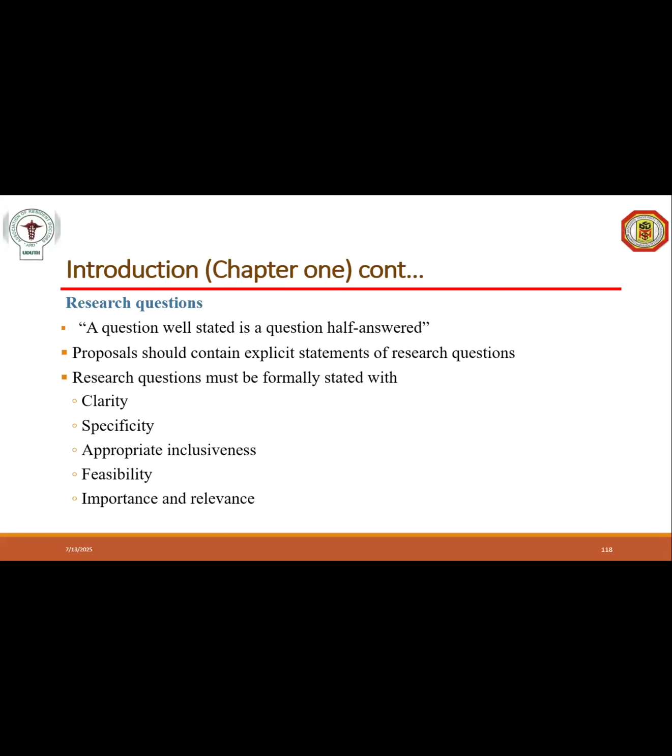If your research objective is to identify the factors associated with practice of infection prevention and control among primary healthcare workers, then the research question should be, what is the level of practice of IPC, infection prevention and control, among the primary healthcare workers? So you see, your research question and your research objective should come one-on-one.